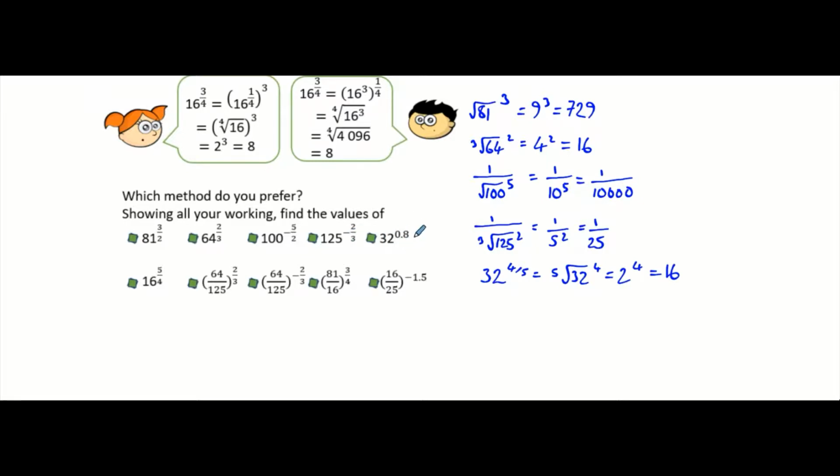What you need to do in that case is rewrite it as a fraction. So 0.8, that's 8/10, which simplifies to 4/5. So 32 to the power of 4/5, take the fifth root first, which is 2, and then 2 to the power of 4 to get 16.